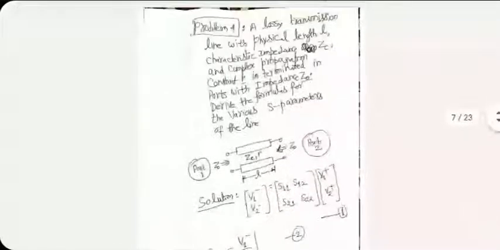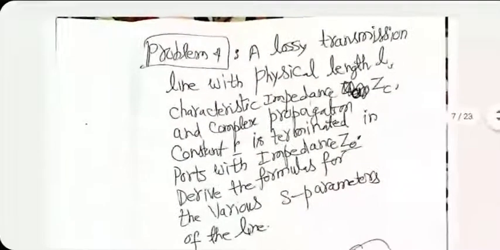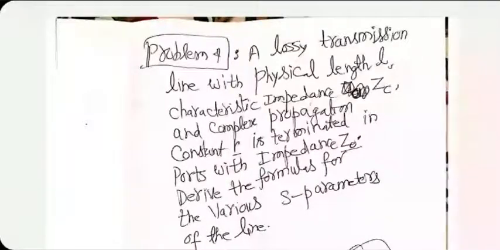Now, the fourth one is actually a little more intriguing. It's a lossy transmission line whose physical length is given, but whose characteristic impedance is different from the port impedance. The characteristic impedance of the line is now ZC, which may or may not be equal to Z0, the port impedance. And the propagation constant is given as gamma as usual.